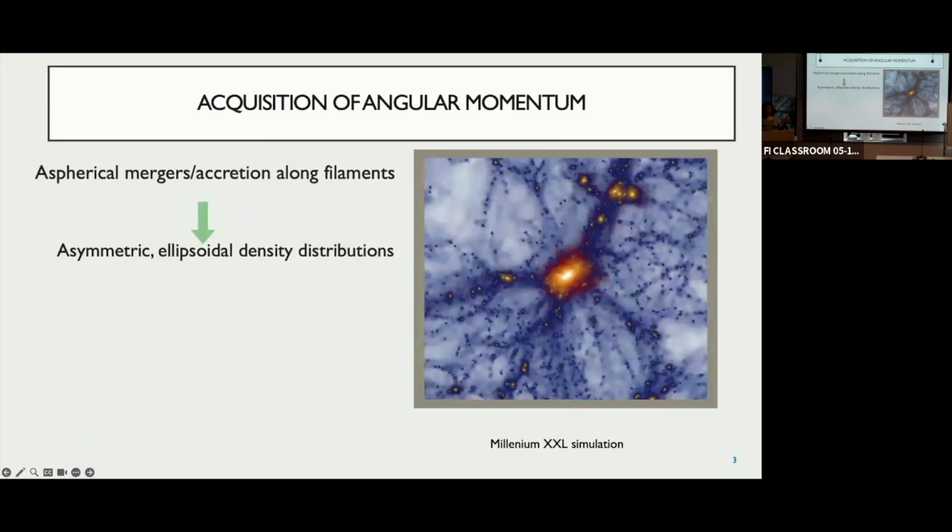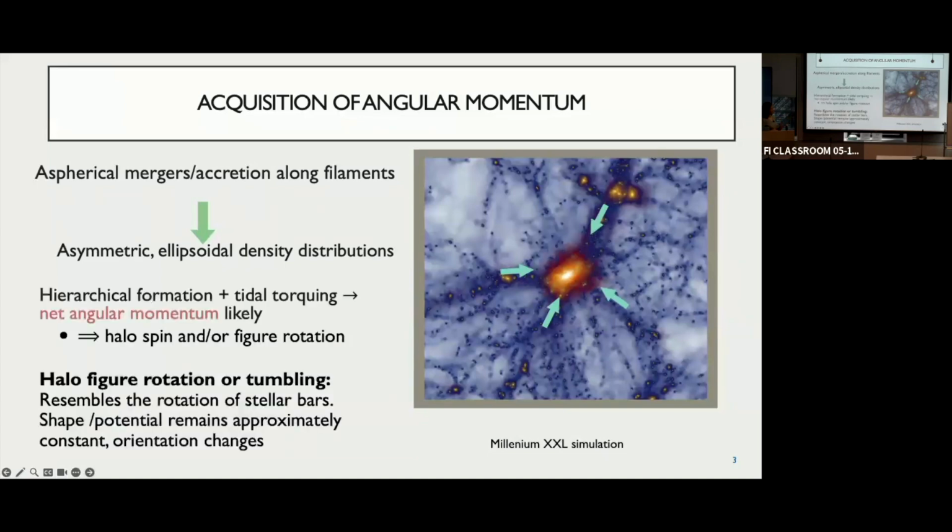Okay, so we know that dark matter halos assemble hierarchically, and that the accretion of dark matter, baryons, etc., occurs along filaments and is aspherical, right? It's asymmetrical acquisition of matter and therefore angular momentum, and this results in both tidal torques on the dark matter halos as well as internal rotation.